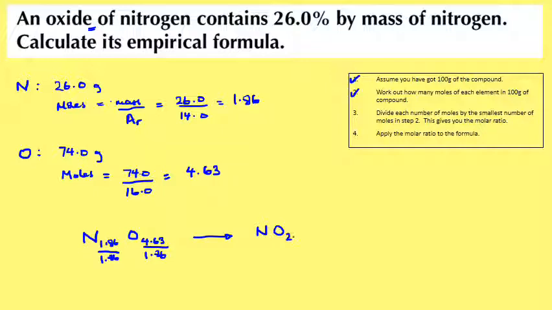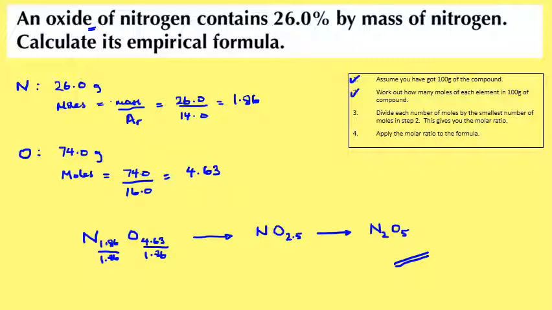Okay, so it's still a little bit odd. 2.5 is not a whole integer. So we can improve that again and just double both. So we would have N2O5, and that would be our empirical formula, N2O5.